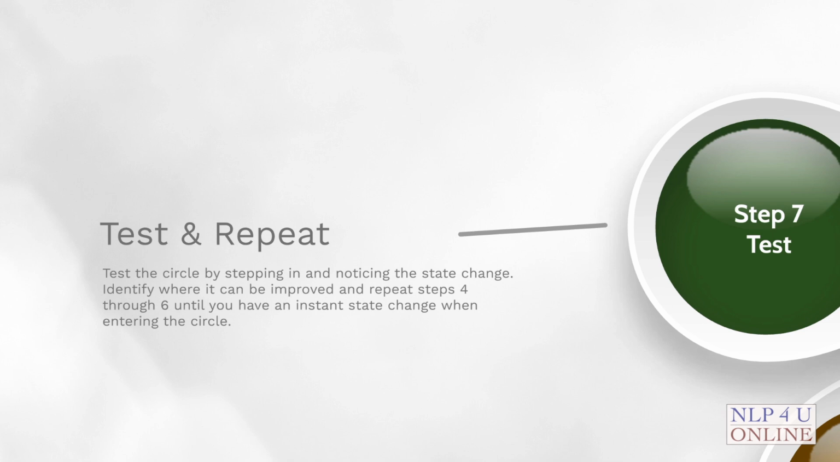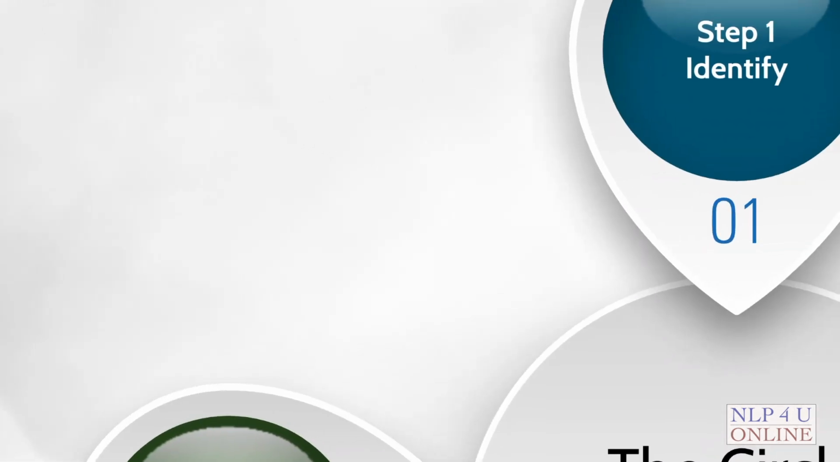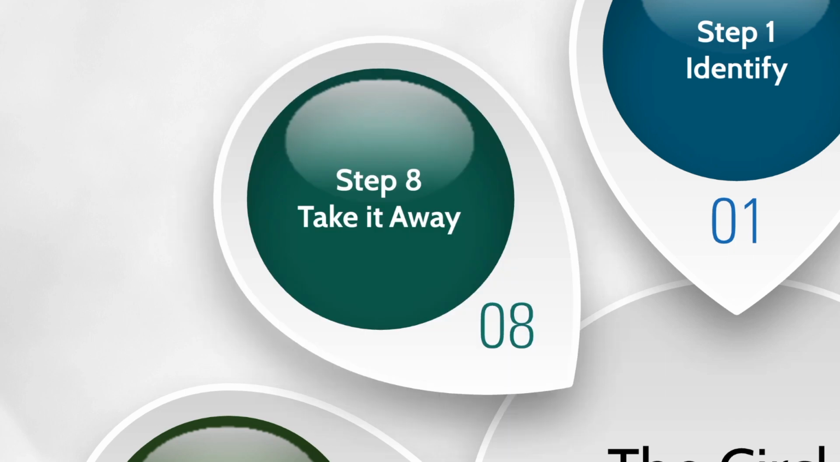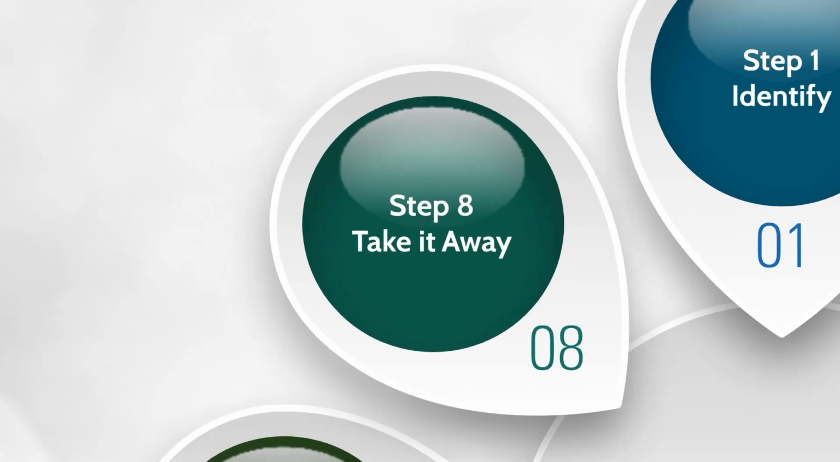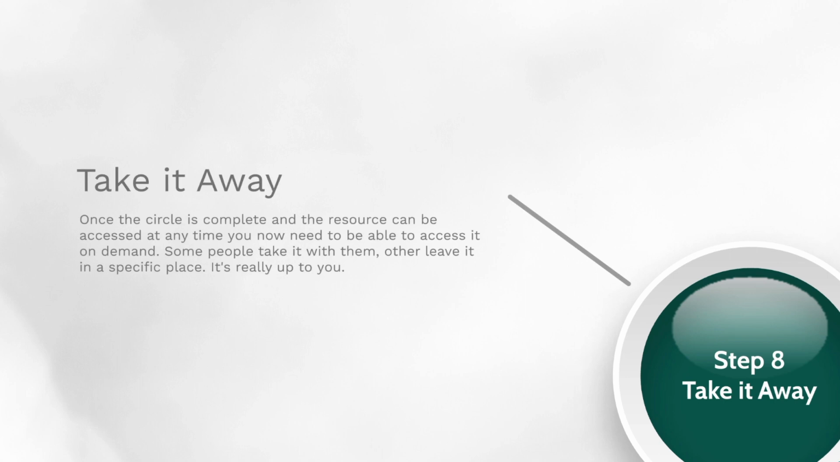Once you've got to a position where you're getting the results you want from the circle, it's time for the final step. Step 8. Take it away. You've now got a circle of excellence that gives you all of the resources you need to solve a particular issue. But at the moment, this is on the floor directly in front of you. I know this sounds really odd, but I've discovered that the vast majority of people link their circle to a particular place, which is great from a know where you left it kind of thing, but pretty unhelpful if you need the resource at a different place.